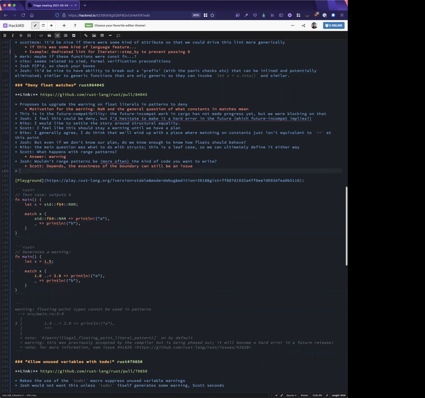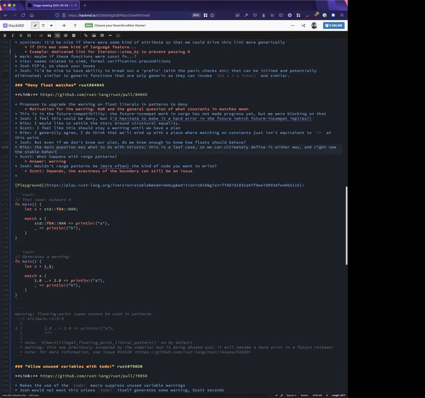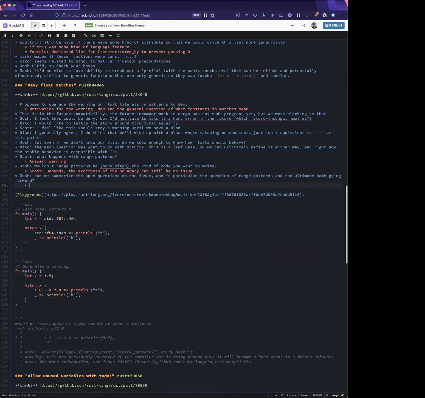Well, given the discussion here about range patterns, I don't think we should try to FCP this right now, even if we think that we want to do it along either path, in that I do think we want to settle the question of which of these things should warn and should some of them not. Maybe we should summarize the open questions in the issue, in particular the mention of range patterns and what the path going forward is, whether we're headed toward a hard error or not, and mention that we don't need answers to all of those questions in order to resolve this, but we'd like answers to some of them, and in particular, is the handling of range patterns what we want?